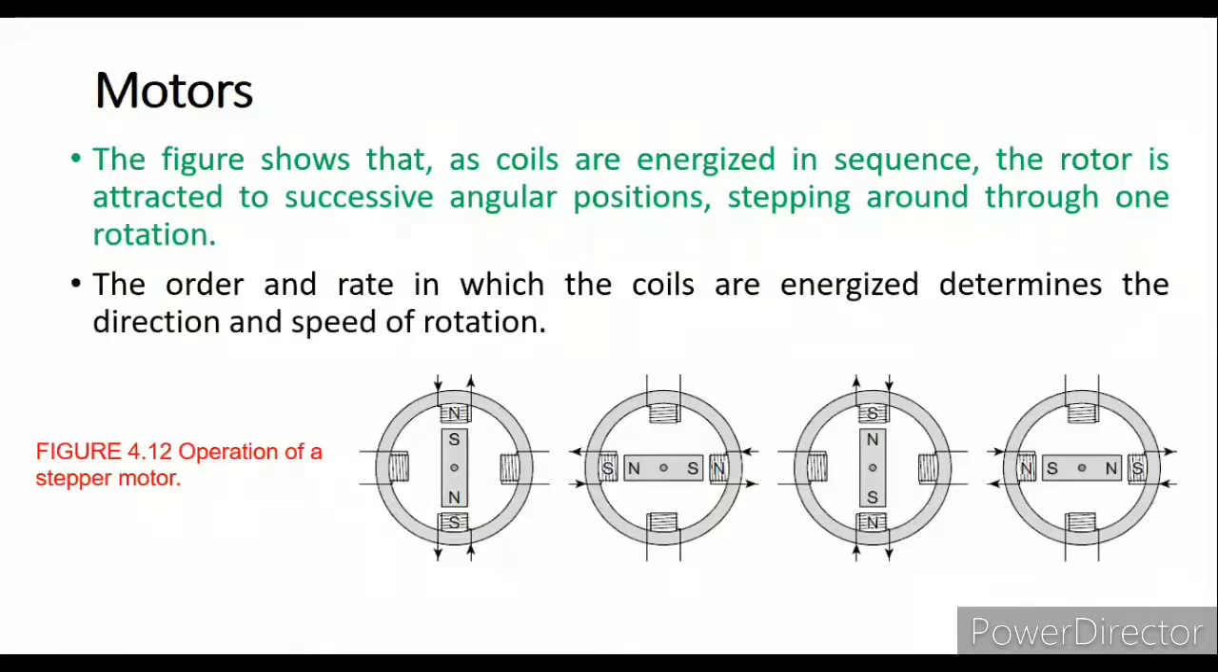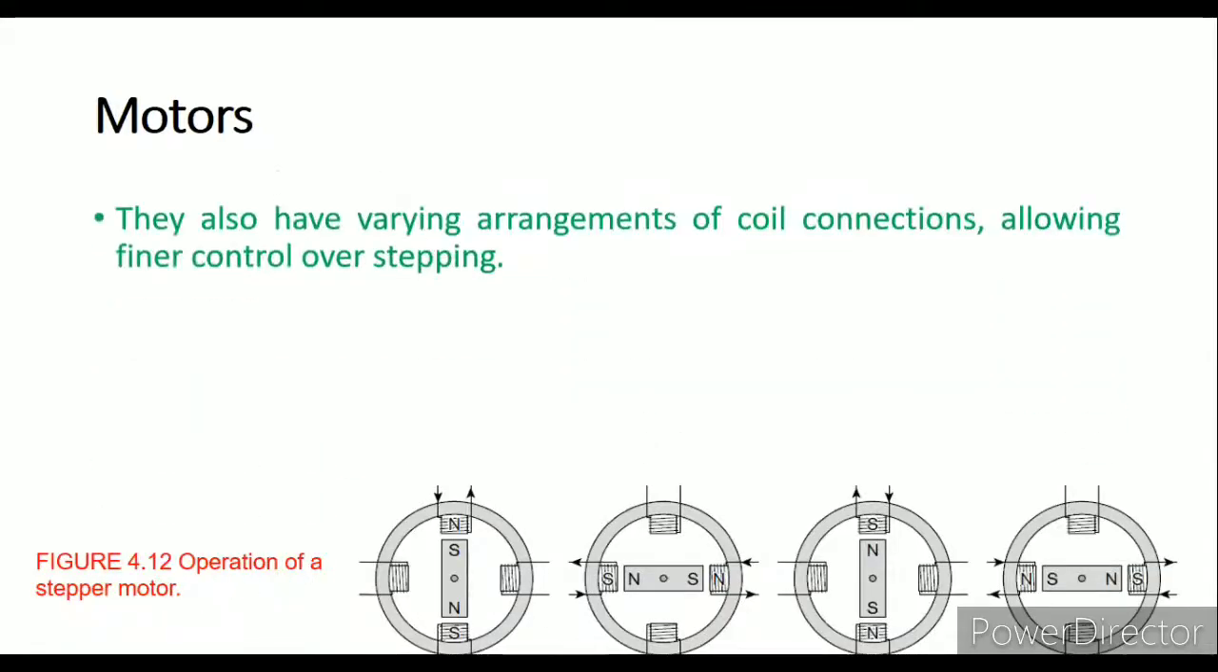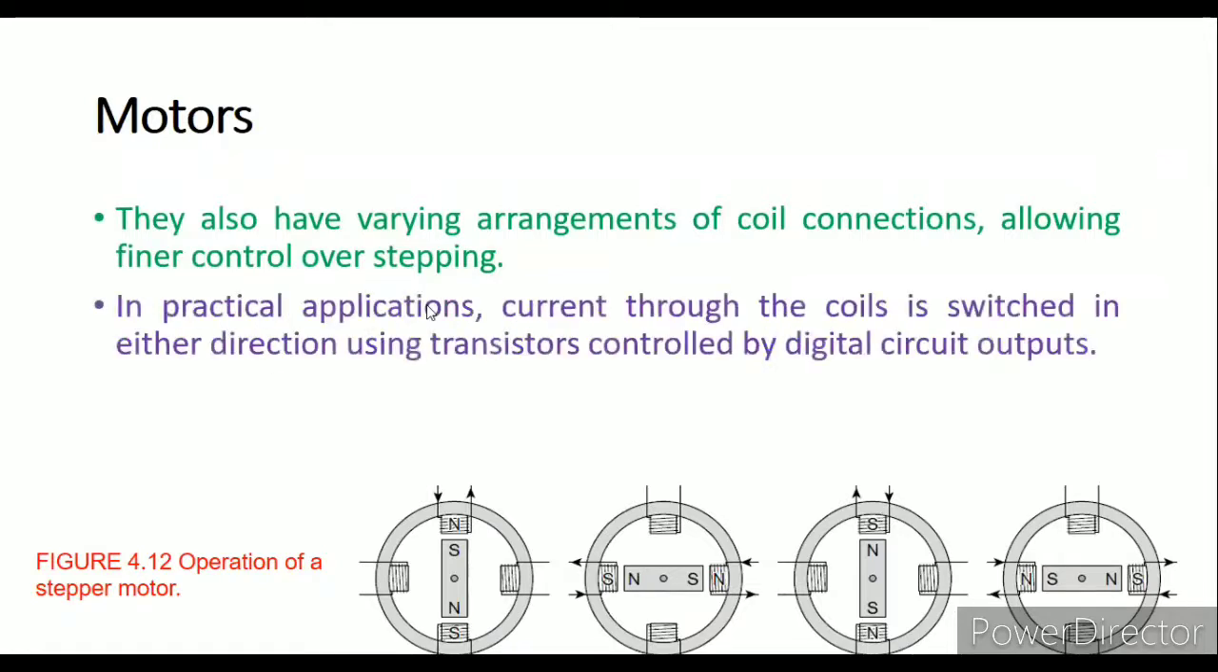The order and the rate at which the coils are energized determine the direction and speed of the rotation. So the speed, the rate and the direction are all controlled with the help of the current flow. We can control it with mechanical systems, or write a program and control it automatically with software. There are also varying arrangements of coil connections, allowing finer control over stepping. In practical applications, current through the coil is switched in either direction using transistors controlled by a digital circuit output.